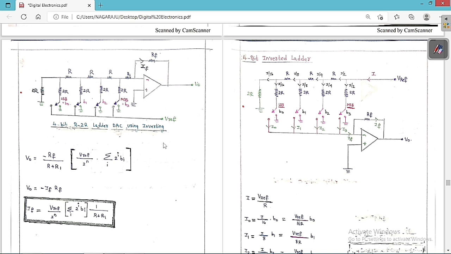For this we are going to give the input to this circuit, the circuit we have just now studied.